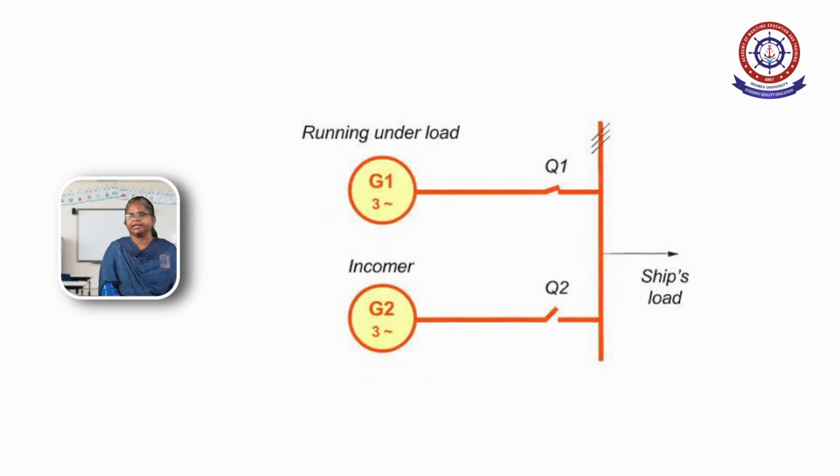The generator already on the bar is called the running machine, and the generator which is going to be brought in parallel is called the incomer. To smoothly parallel the incoming generator, it must be synchronized with the live bus bar. Here G1 is already running, and G2 is the incomer. Both are connected to the bus bar. When the voltages and the frequency are the same, the circuit breaker is closed. Once closed, both will share the load, giving supply to the ship's load.